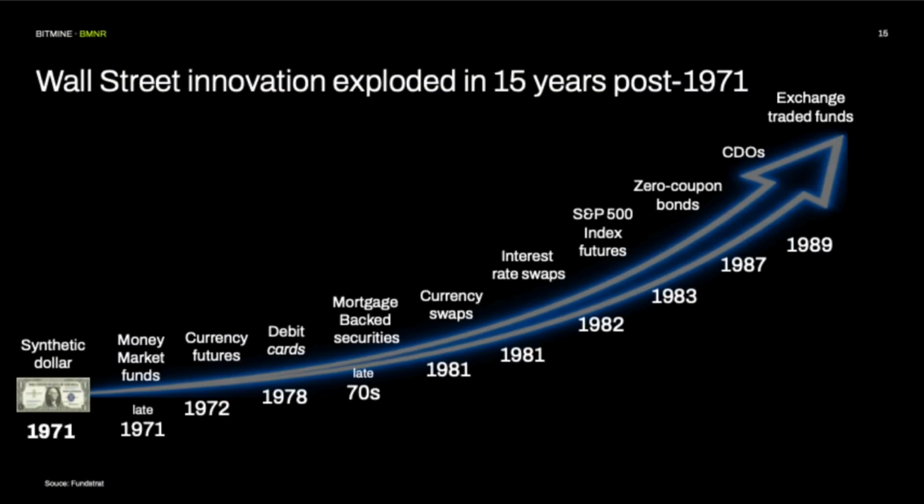Next page proves the model with facts. A timeline showing major innovations within 15 years after 1971. Money market funds, MBS, interest rate swaps, ETFs. Leaving the gold peg wasn't the end. It was the starting gun for explosive innovation. In just 15 years, the bedrock of modern finance was set.